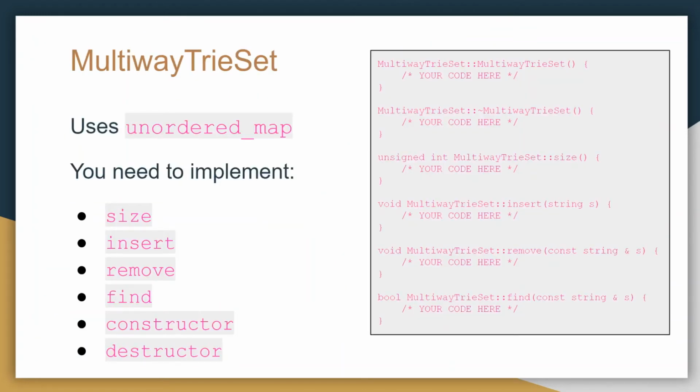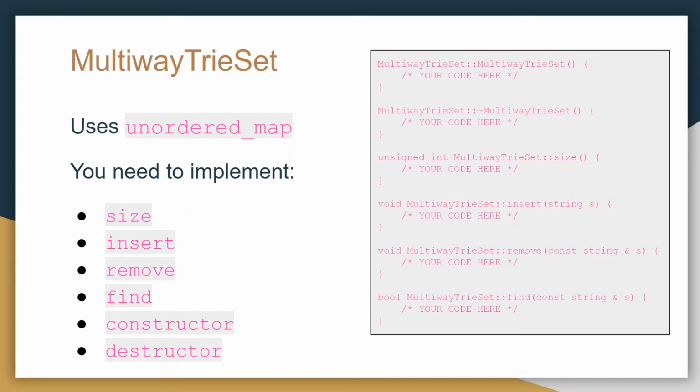So for your implementation, you are going to be creating a multi-way trie set using an unordered map. For this, you need to implement size, insert, remove, find, a constructor, and a destructor. Obviously, you should probably implement the constructor first.